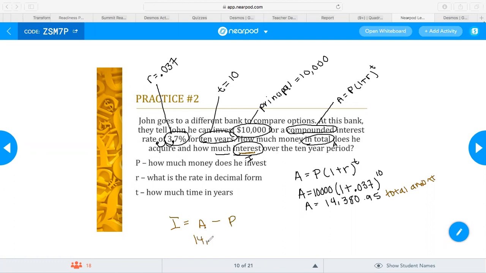So $14,380.95 minus $10,000 would equal $4,380.95. This is the amount of extra that was added on to my account. Why did I put investment? I must put interest. This is the interest.